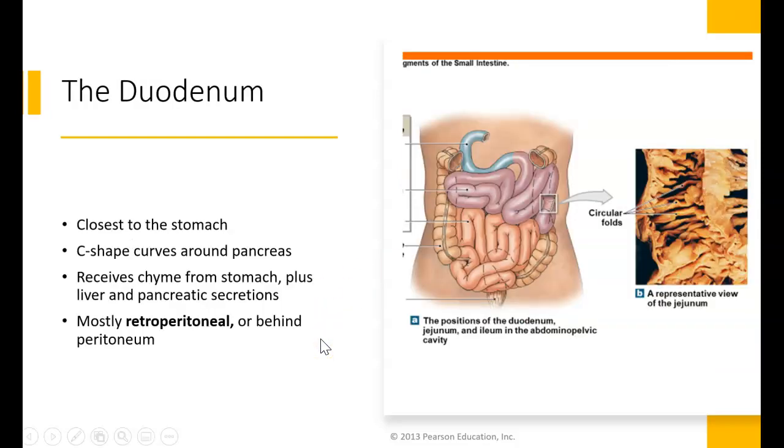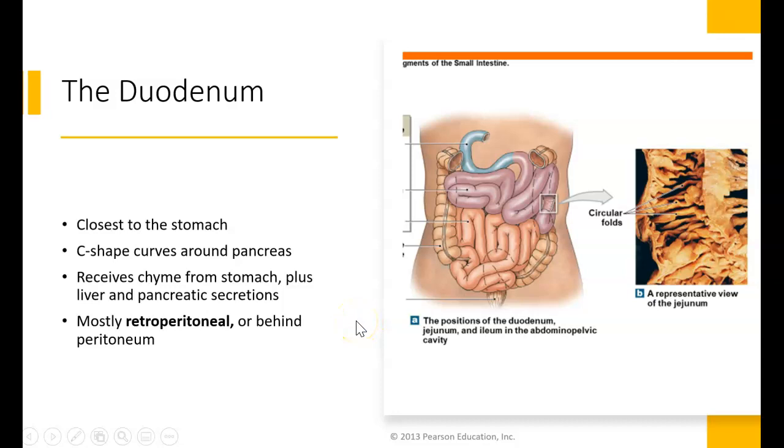The duodenum is closest to the stomach, like I mentioned. It's a C-shaped curve, and the pancreas is going to sit right inside of here. It receives chyme from the stomach, plus liver and pancreatic secretions. So the liver is going to be able to spit bile into here. The pancreas will be able to spit its pancreatic hormones in there as well.